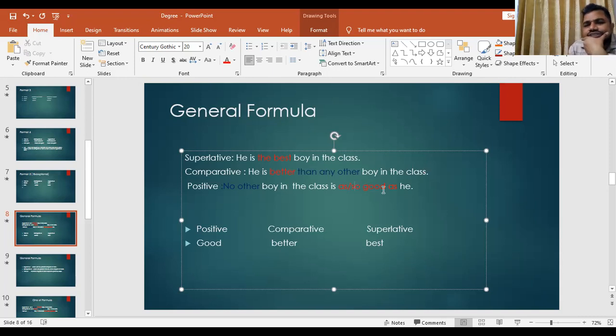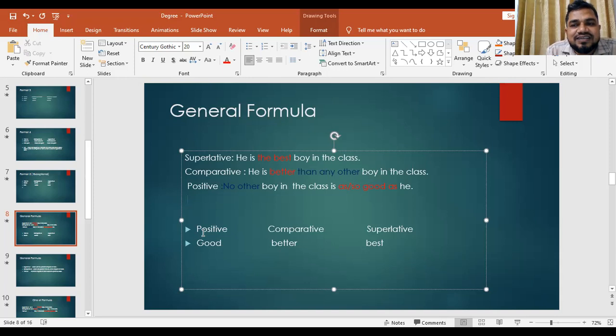Whenever you turn this superlative degree into positive degree, you have to remember, firstly, you have to write no other. Then the rest of the words after the superlative form, boy in the class, you have to write boy in the class. Then is, you have to write is here in the positive degree. Then as good as he, or so good as he. Format: good, better, best. Best is the superlative form, better is the comparative form, good is the positive form. So dear student, that's all about the general formula.